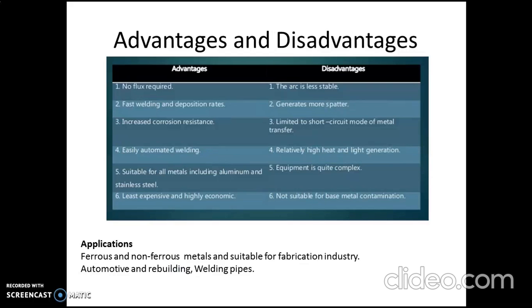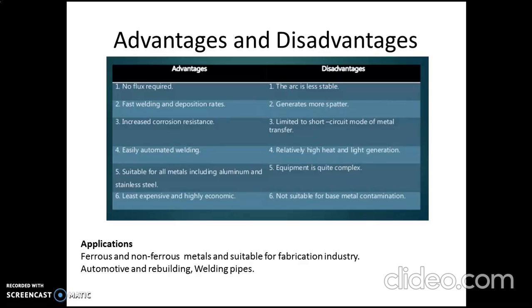Now here we will discuss the advantages and disadvantages of this type of welding process. In advantages, there is no requirement of extra fluxes. Welding is fast and the deposition rate is higher. This is almost higher than the earlier discussed types of welding processes. It is an easily automated welding process. It is suitable for all metals including aluminium and stainless steel. It is least expensive and a highly economical process.